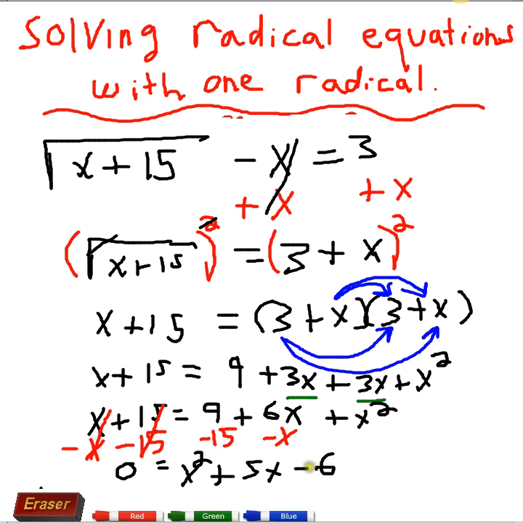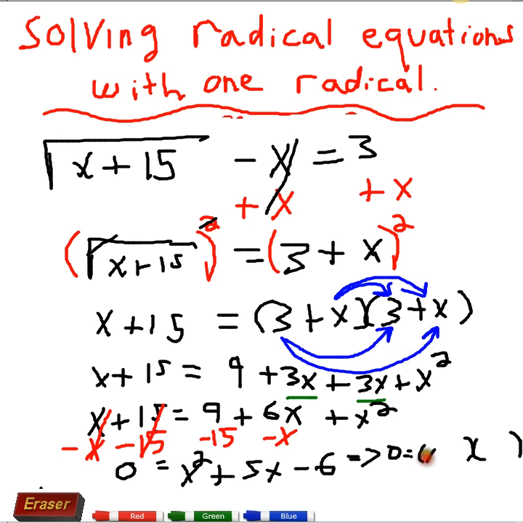So when we look at this, we're not done solving it. We still got to solve it. So what we're going to do is factor this. So we have 0 is equal to, and then we have to factor this.